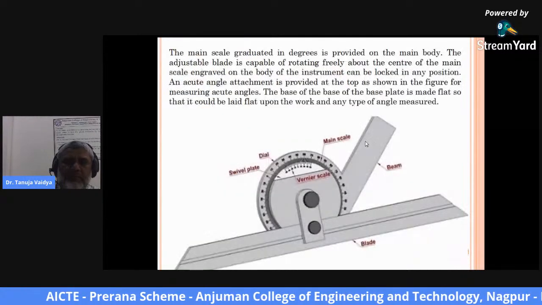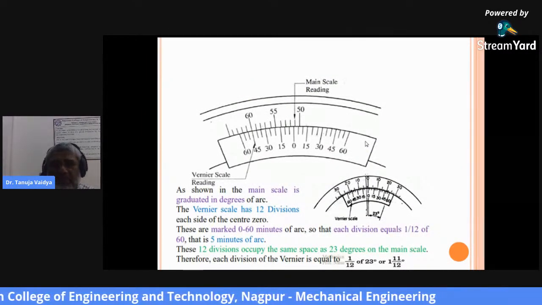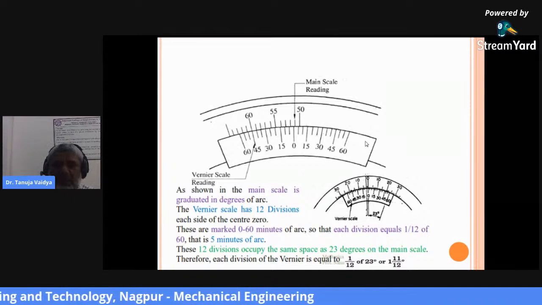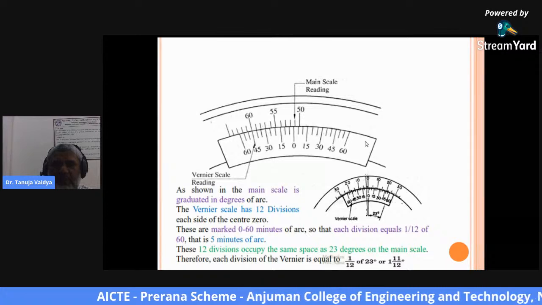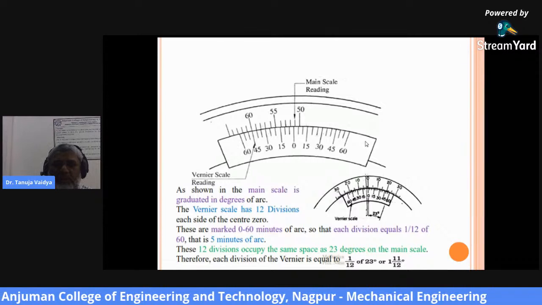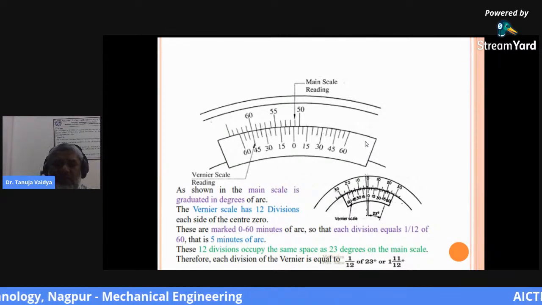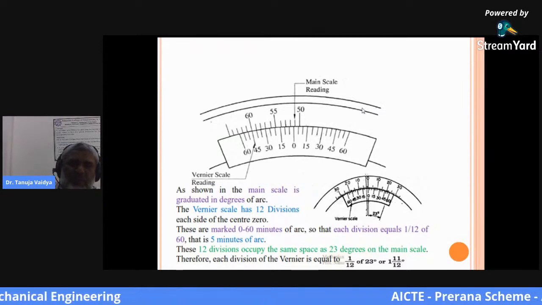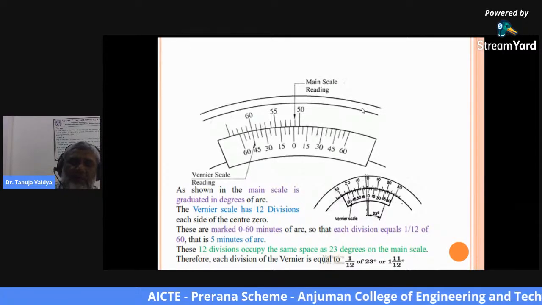The various readings are there on the main scale as well as on the vernier scale. As shown, the main scale is graduated in degrees of arc. The vernier scale has 12 divisions each side of the center of 0. These are marked 0 to 60 minutes of arc, so that each division equals 1 by 12 of 60, that is, a 5 minutes of arc division is provided over here. With the help of this, we can also calculate the angle of any particular component.